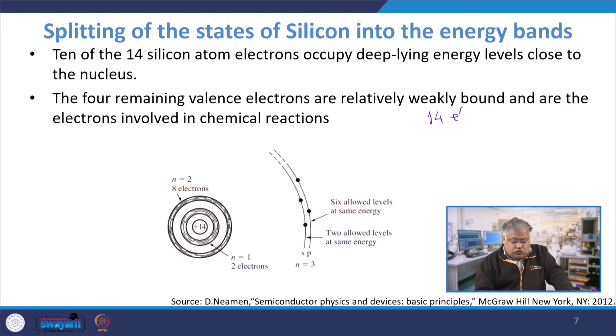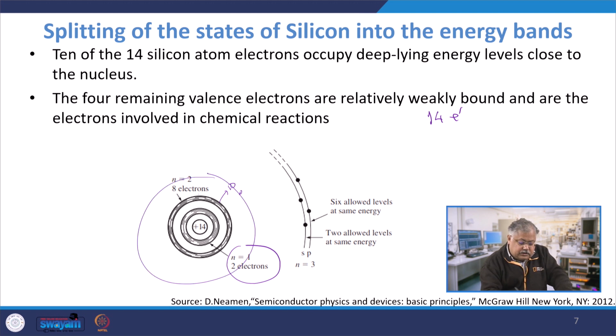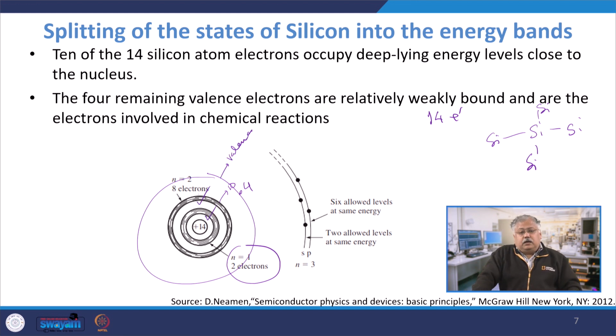So n equals 1 will give you 2 electron states, n equals 2 will give you 10, and the last shell will give you the 4 electrons. And therefore silicon forms catenation, sort of like carbon, because there are 4 electrons in the valence shell. So this is the valence shell which you said, and the core shells are this and this. The 4 electrons in the valence shell are weakly bound, and they only are involved in the chemical reactions, whereas the bound states, about 10 in number, don't take part in any of the interactions with other atoms.